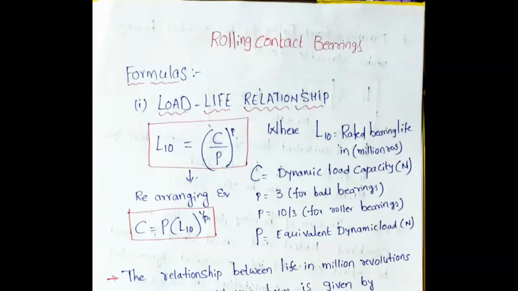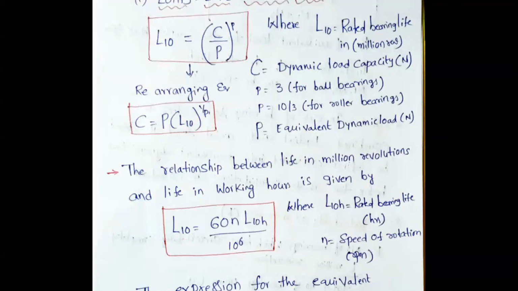Right. So the second one is the relationship between life in million revolutions and life in working hours. The relation is L10 equals 60 into N into L10H by 10 power 6, where L10H is the rated life in hours, and N is the speed of rotation in RPM. So a very, very important relation.